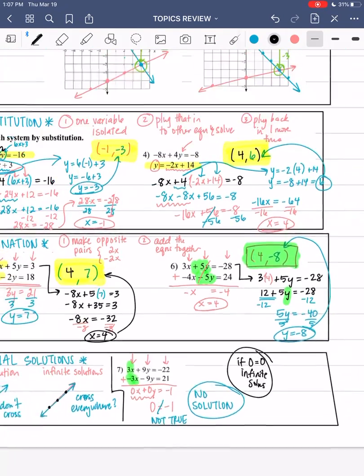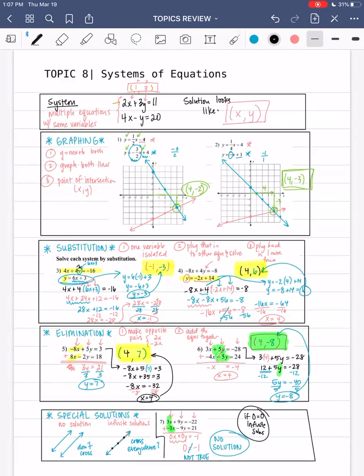Okay, that's our solving systems of equations, my favorite one. Look how pretty that looks. That looks so good. It kind of looks like Easter. Okay.